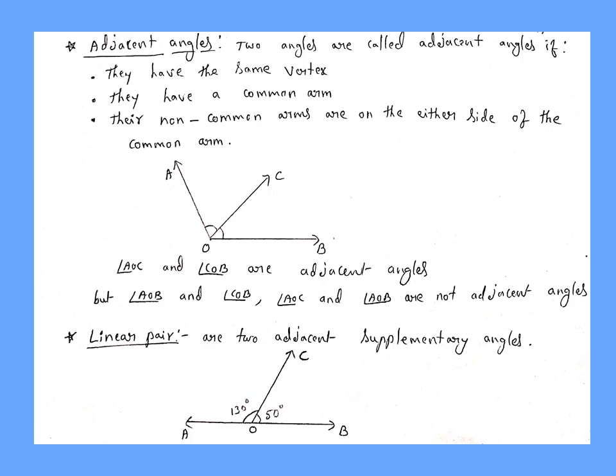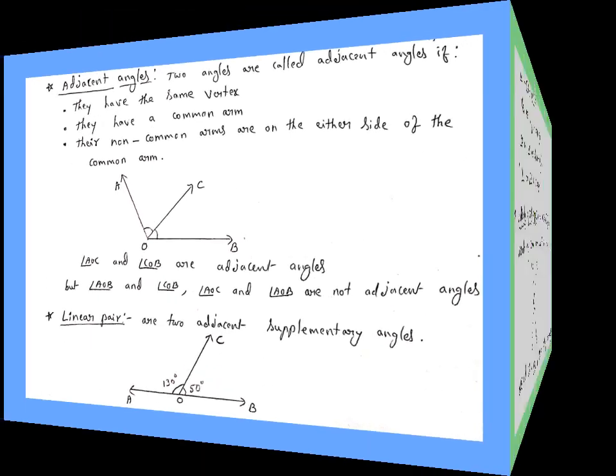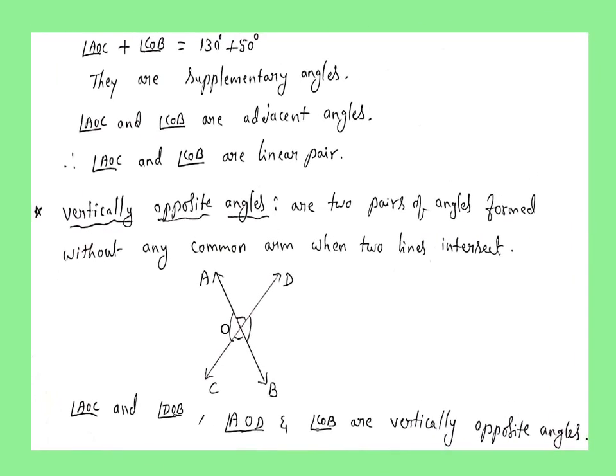Linear pair are two adjacent supplementary angles. Here, angle AOC plus angle COB equals 180 degree. That is, angle AOC plus angle COB equals 130 degree plus 50 degree. They are supplementary angles. Angle AOC and angle COB are adjacent angles. Therefore, angle AOC and angle COB are a linear pair.